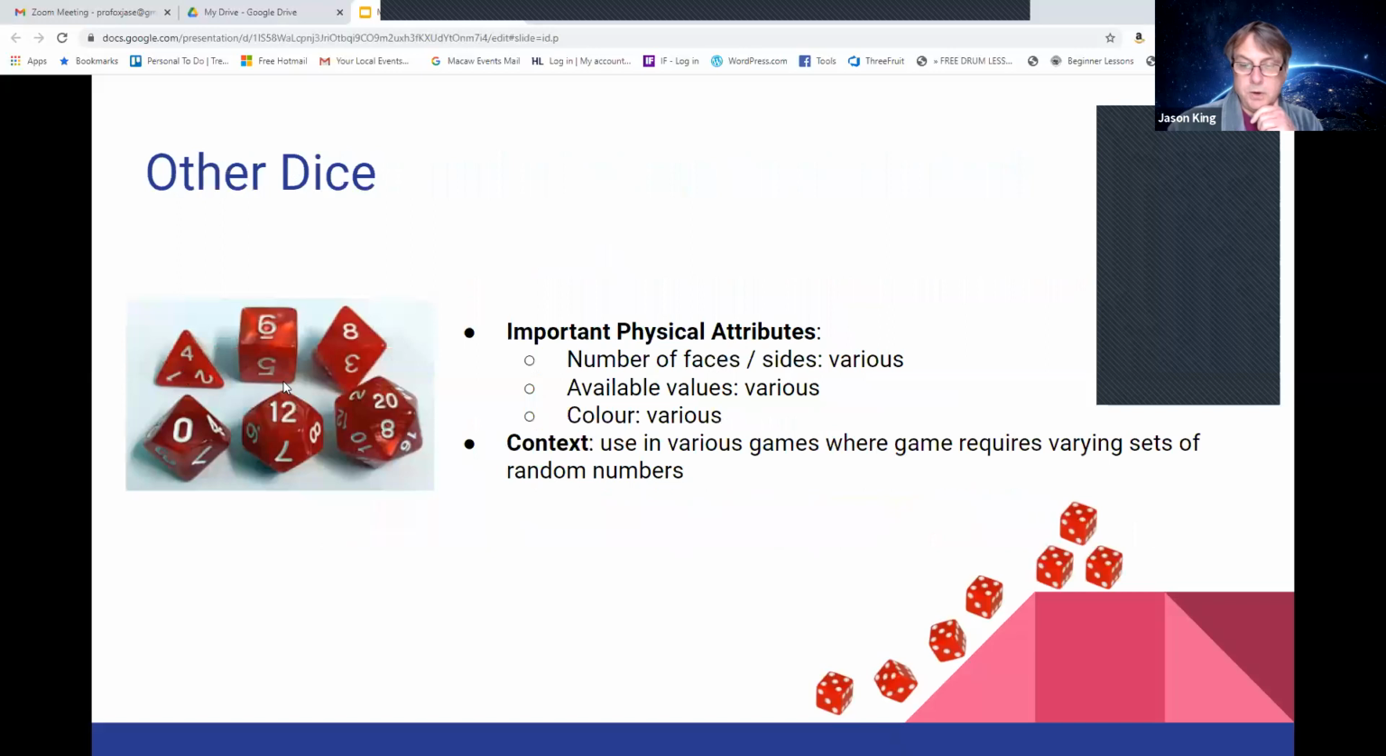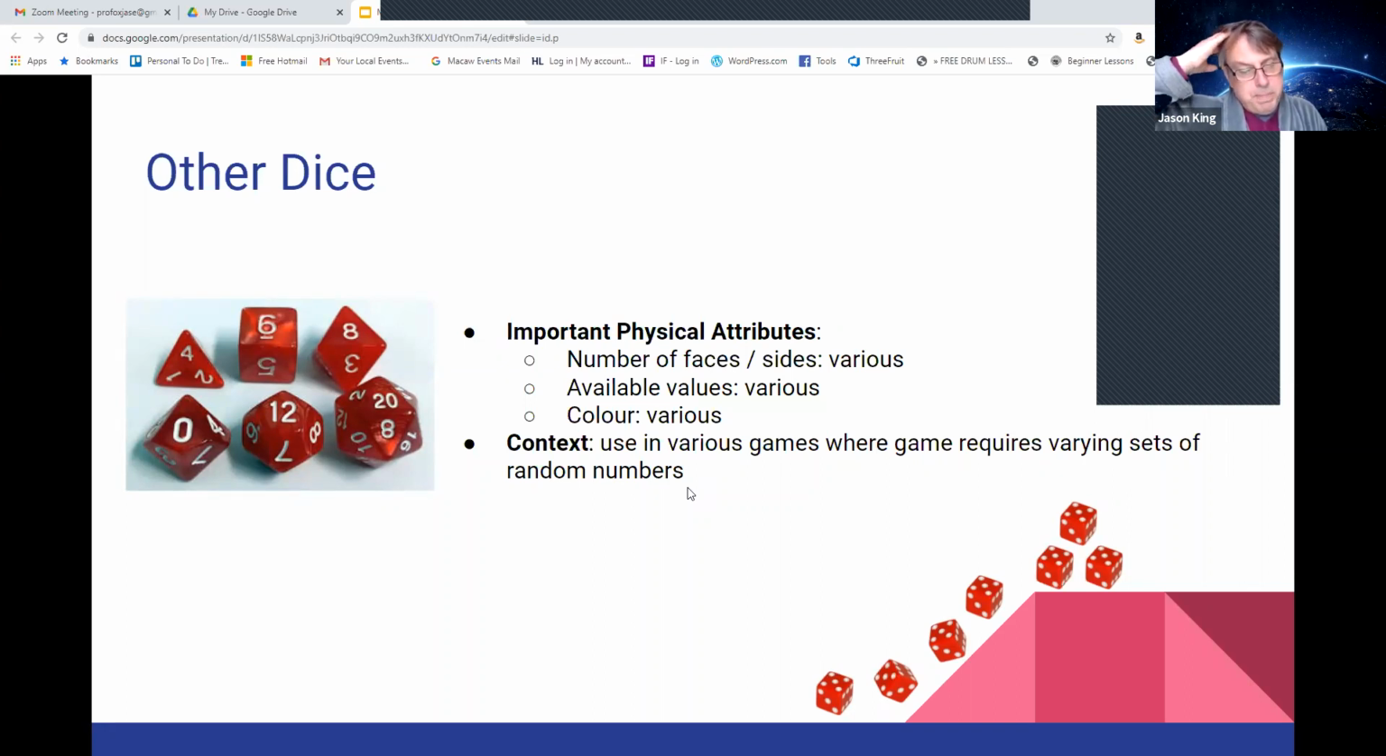You could have a dice with 1 on each side, but that would be kind of stupid and pointless. But interestingly, I was reading yesterday, if you want a 3-sided dice, sometimes people just use a 6-sided and put 1 on 2 sides, 2 on 2 sides, and 3 on 2 sides, and you've effectively got a chance of rolling a 1, 2, or a 3. So they're kind of hacking a dice. Available values: various. Look, this one's got a 0 on it. And context: it's for different games where there are more complex requirements.